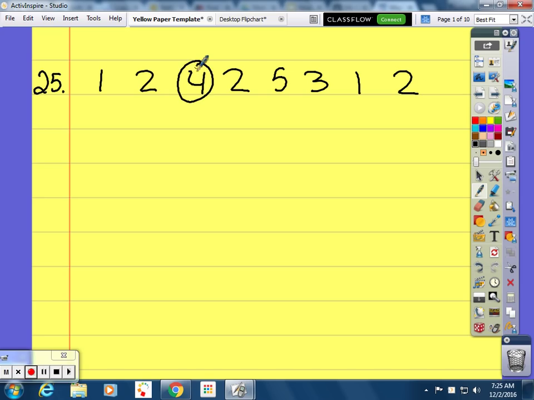4 is greater than 3. 5 is greater than 3. 3 is not greater than 3. So there's only 2 numbers here. So you're going to say it would happen 2 times. But again, how many possible answers were there? There were 1, 2, 3, 4, 5, 6, 7, 8.